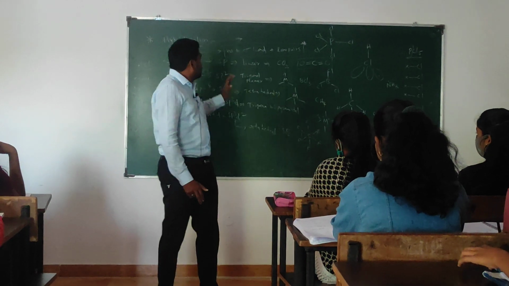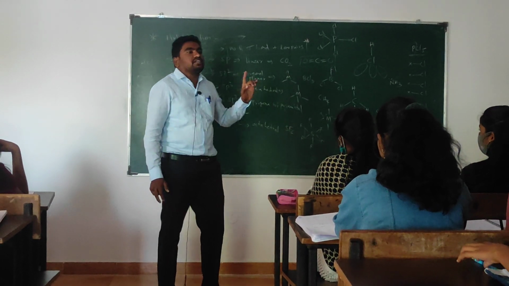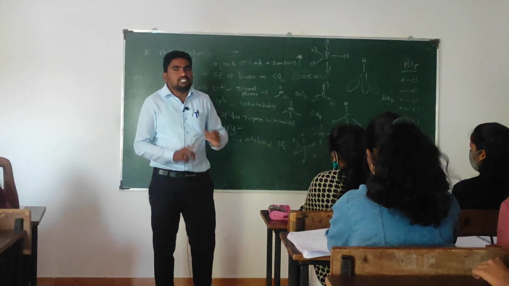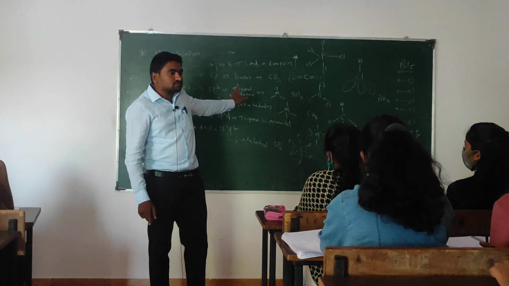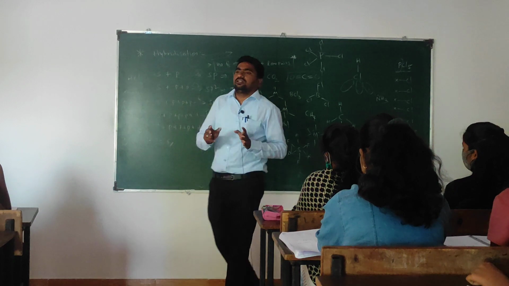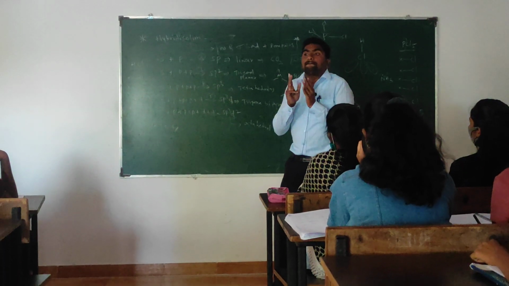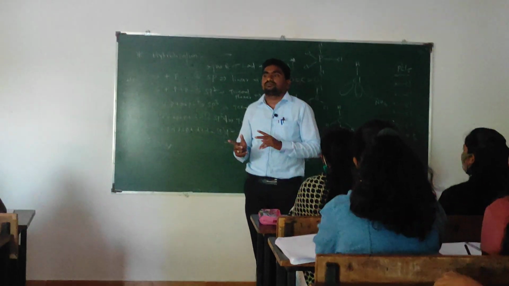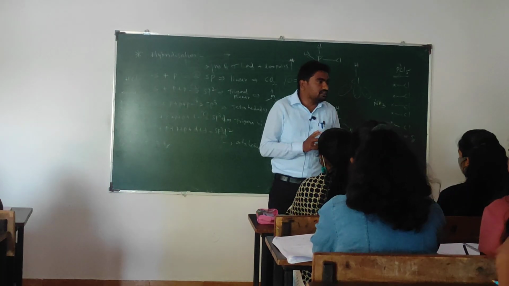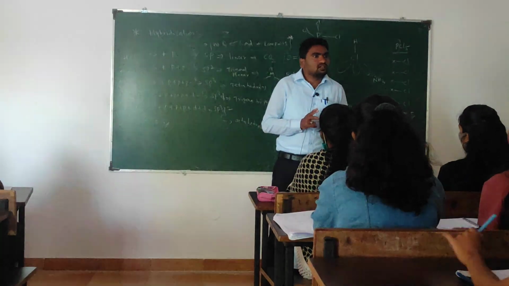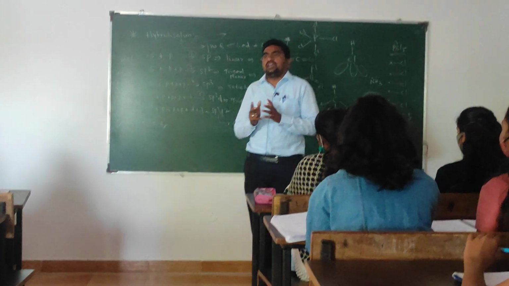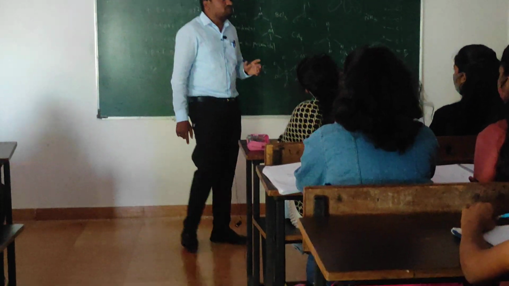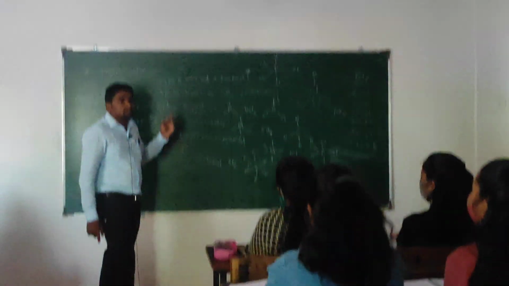Now, which structure does sp hybridization have? Linear structure. sp2 hybridization has trigonal pyramidal, sorry, trigonal planar. sp3 has tetrahedral, sp3d has trigonal bipyramidal, and sp3d2 has octahedral.